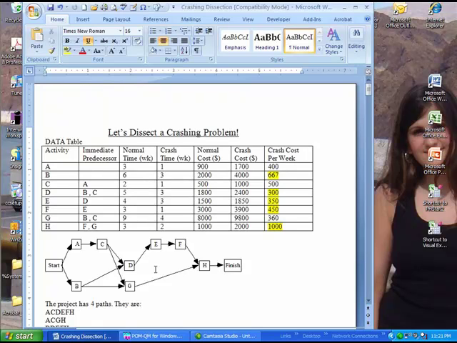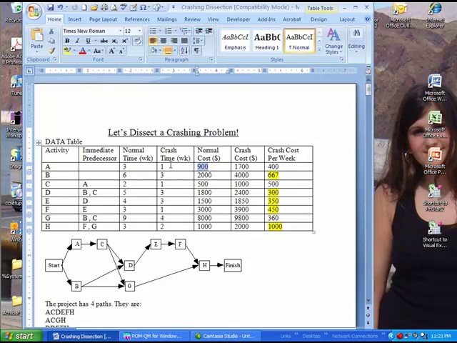If you were to solve this problem using normal times, you will get 21 weeks of project time. We have the immediate predecessors for each of these activities. We have normal times, normal cost, crash cost. So activity A, under normal circumstances, would take 3 weeks and it would cost us $900.